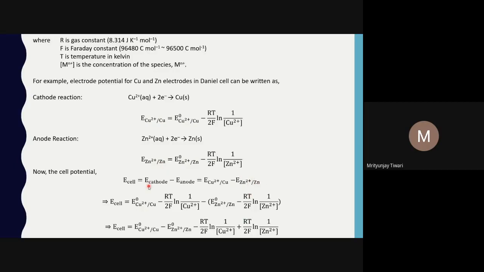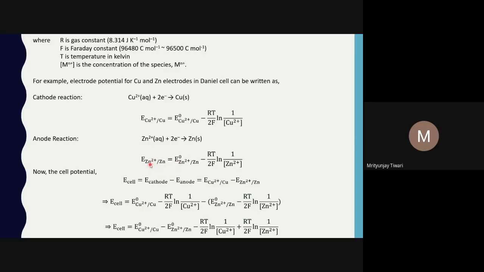And now we can write this reaction, putting the values of E cathode and E anode here. So what is E cathode? E cathode is this: E naught Cu2 plus Cu minus RT by 2F ln 1 divided by the copper 2 plus ion concentration. So this minus, we can write E anode, and E anode is this value.